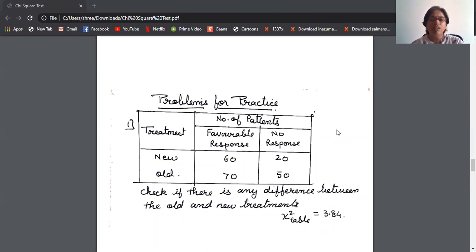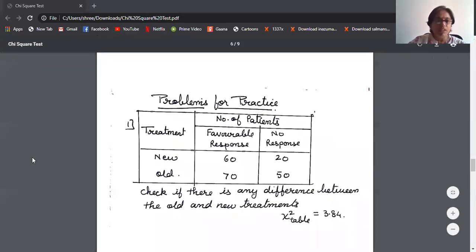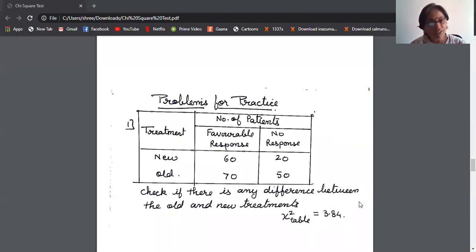The old treatment is the one that has been followed throughout these so many years, and the new ones are the latest that they have developed due to science and the new technologies that have come. So we have to check now. The table value is given to you, 3.84. Again, it is the same as the first sum because there are only 2 rows and 2 columns. So the value will remain the same because it depends on the number of rows as well as columns. So now start doing, and I wait for the answers.